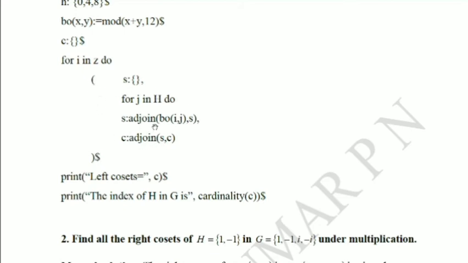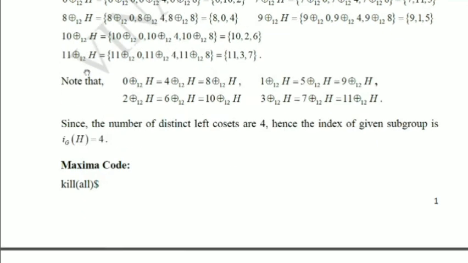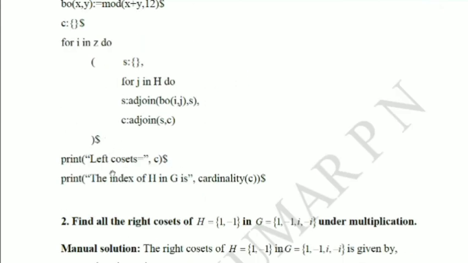This gives you an element of the form A addition modulo 12 H, which will be present in AH. Now print left cosets which are stored in C, and print the index of H in G, which is nothing but cardinality of C. Cardinality is nothing but what? It is the number of distinct elements of C. So your C consists of all the left cosets. There are 4, therefore it shows 4 cardinality.